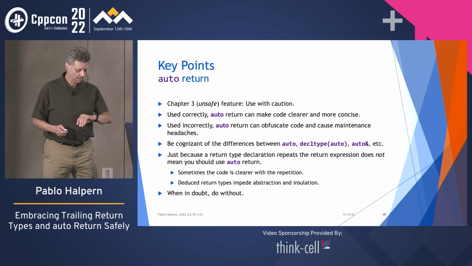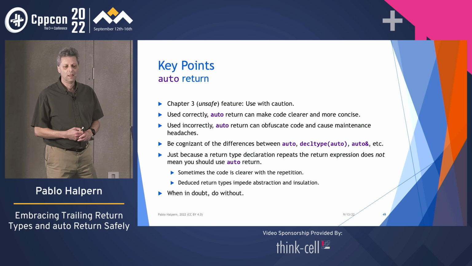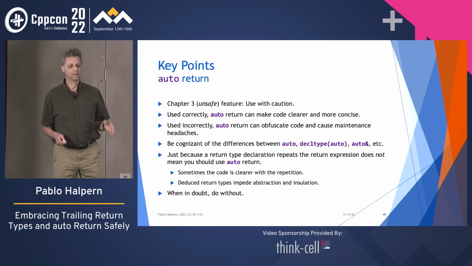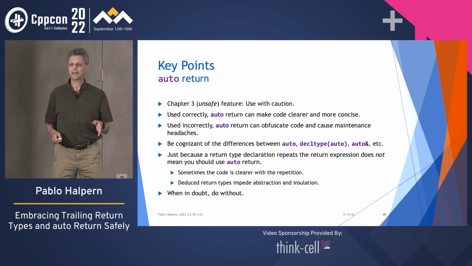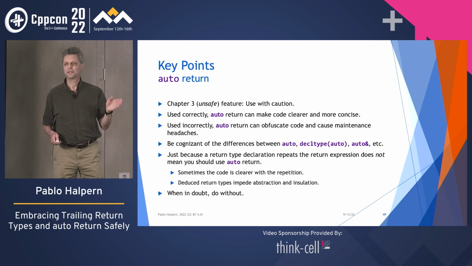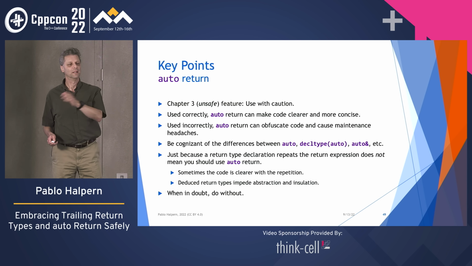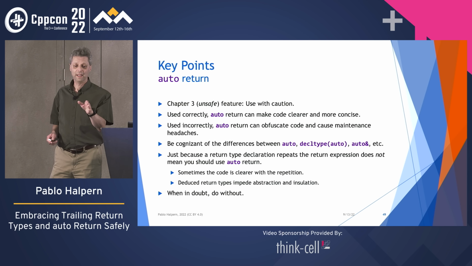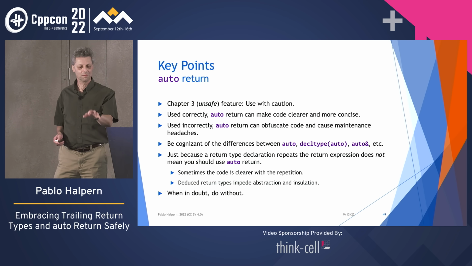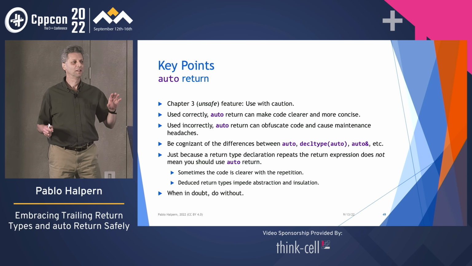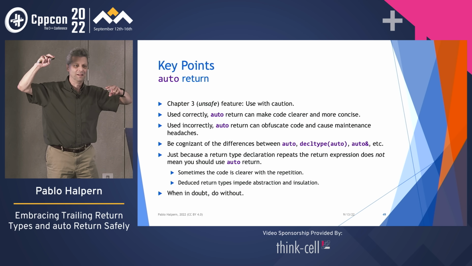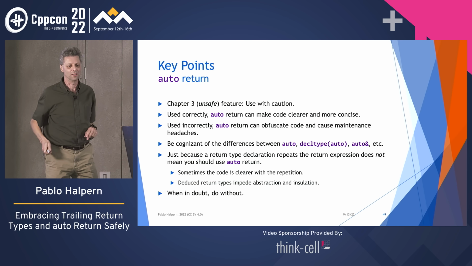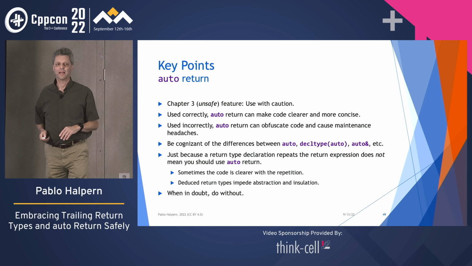And so, wrapping up here, this is a chapter 3 feature in the book. Use it with caution. When you use it correctly, it can actually make your code easier to read and simpler. Use it wrong, and you can obfuscate things, you can cause maintenance headaches. Note the difference between decltype(auto) and regular auto, all those reference things, and preserving. Just because something shows up twice doesn't mean you should change from the defined return type to deduced return type. So when in doubt, do without.